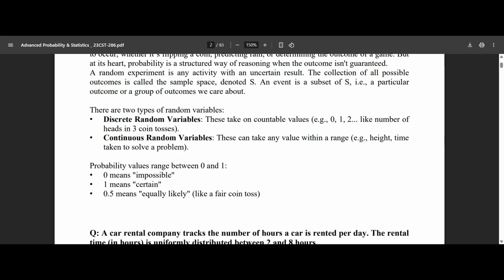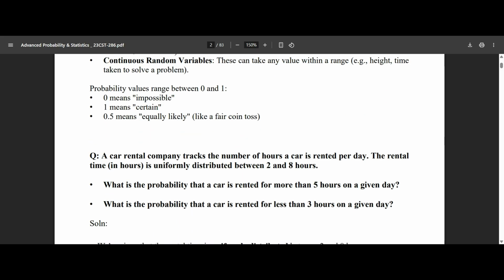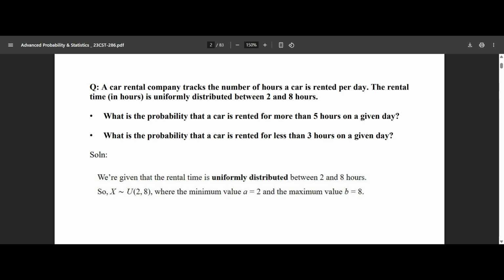So probability is 1. Now, a car rental company tracks the number of hours a car is rented per day. The rental time in hours is distributed between 2 and 8 hours. So the lower limit is 2 and the upper limit is 8. What is the probability that a car is rented for more than 5 hours on a given day, meaning 6, 7, or 8? And what is the probability that a car is rented for less than 3 hours on a given day?